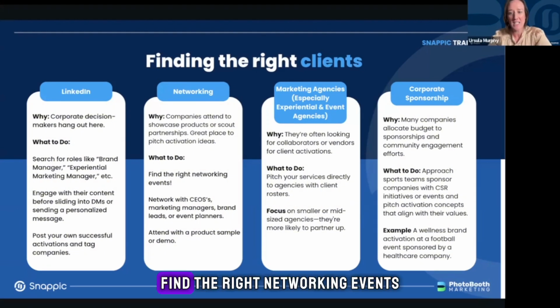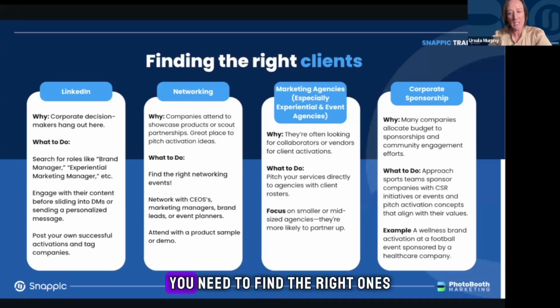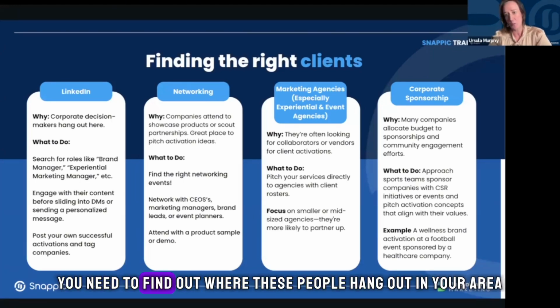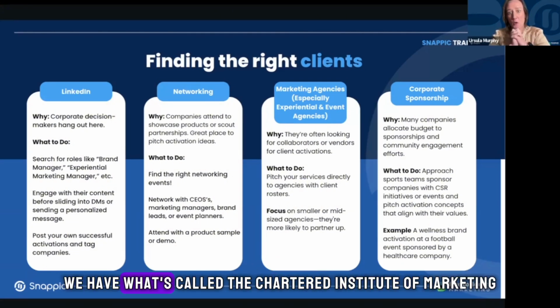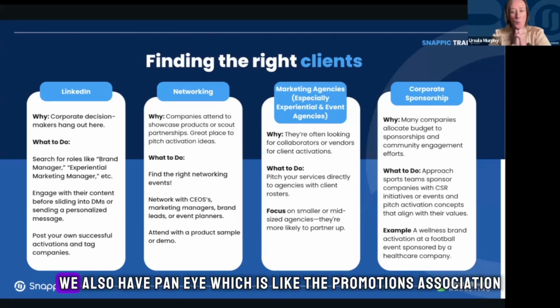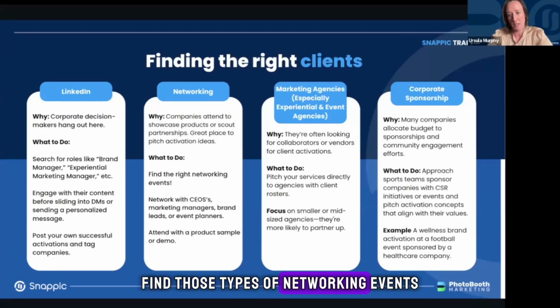Warning, find the right networking events. There will be hundreds of networking events available in your area. You need to find the right ones. You need to find out where these people hang out in your area. So say, for example, in the UK, we have what's called the Chartered Institute of Marketing, the Chartered Institute of PR. We also have PANI, which is like the Promotions Association, where all the advertising managers and production people all hang out. Find those types of networking events.